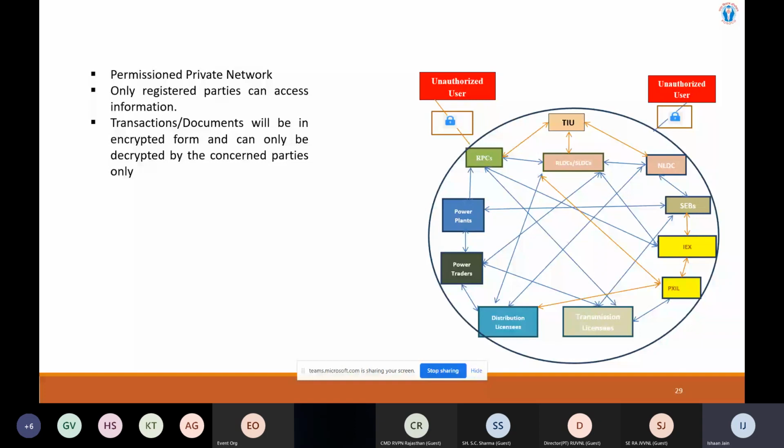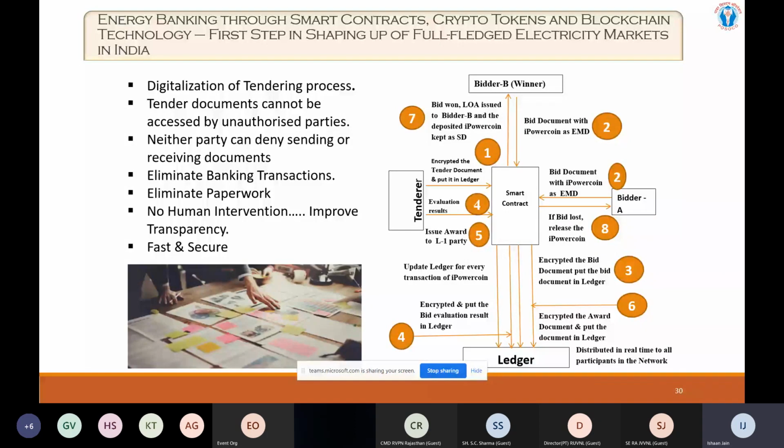We have proposed how you can utilize smart contracts or crypto tokens in blockchain technology. The tendering process is always cumbersome, so in that case you can use smart contracts for real-time settlement. You can study this at a later stage; I will be sharing it with you all. Tenders involve human intervention, and then there are chances of corruption. But if you adopt this, the chances of corruption are lesser.